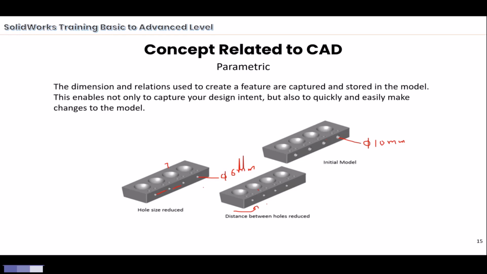So this is basically called parametric modeling, changing with the relations and dimensions, and that will change your model accordingly. Understood? Okay.